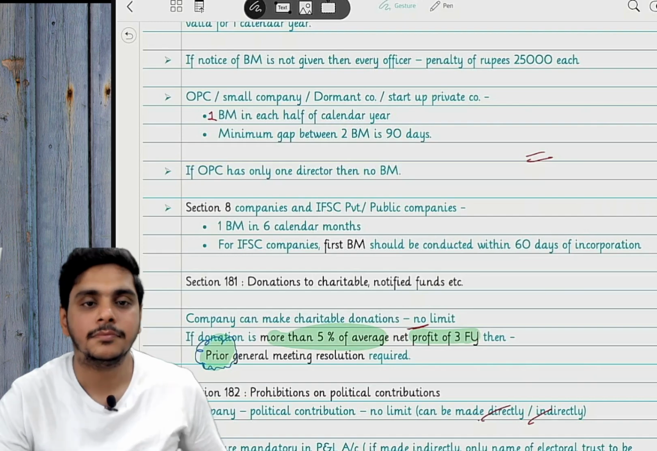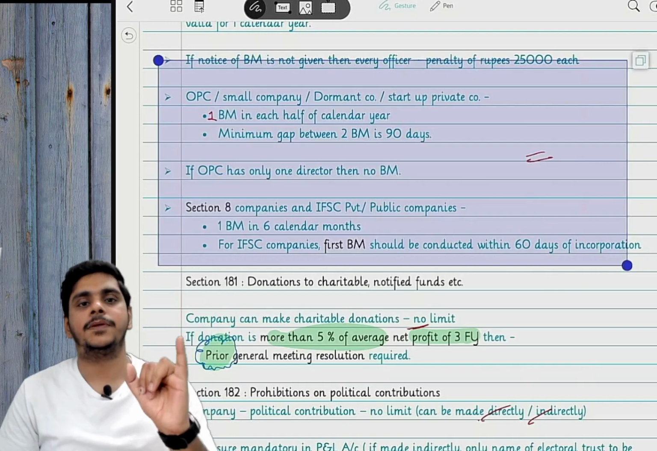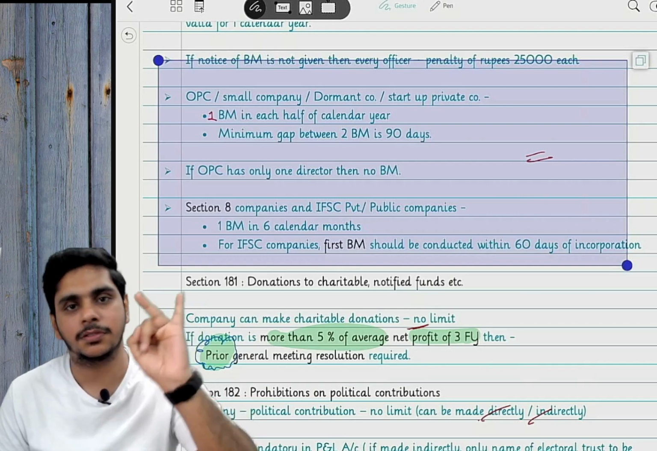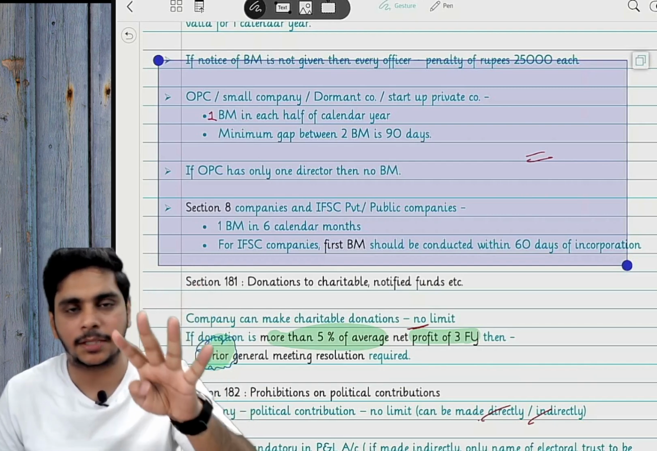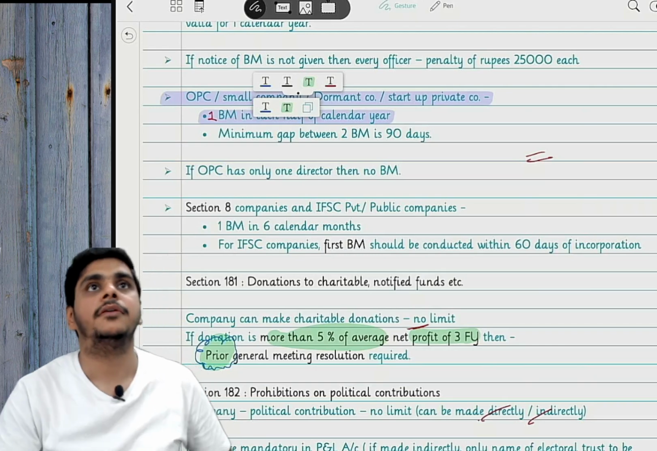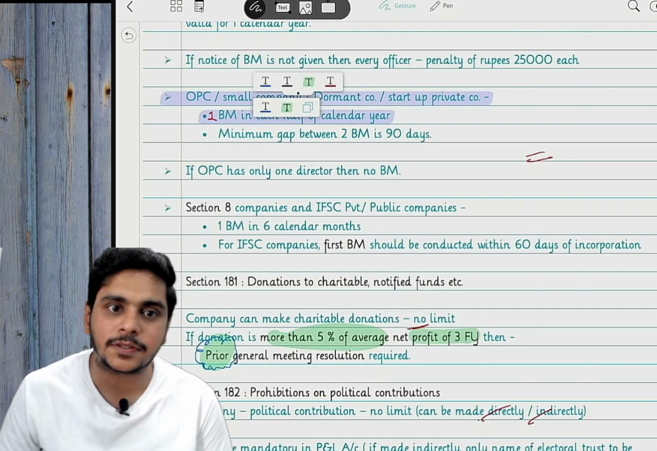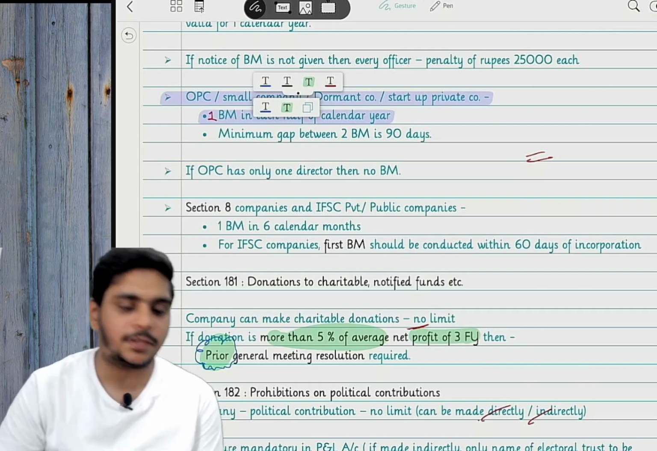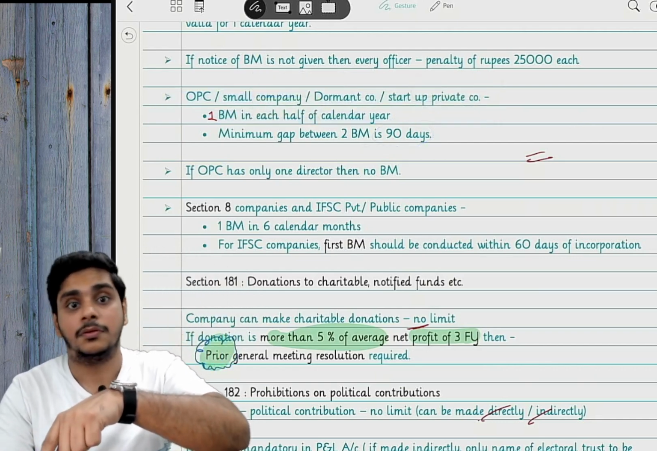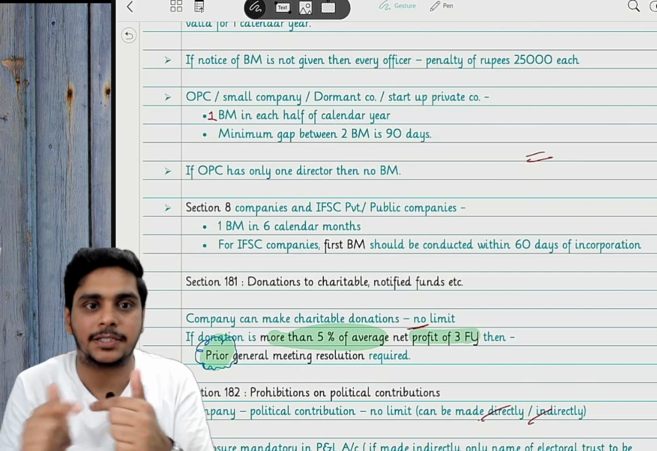Then this is a very different point. OPC, small company, dormant company, startup private company, these four kinds of companies. For these, there has to be one board meeting in each half of the calendar year. That means one meeting from January to June, and one meeting from July to December. And there has to be a minimum gap of 90 days. That means I can't keep meetings on 30th June and 1st July, because the minimum gap is 90 days.